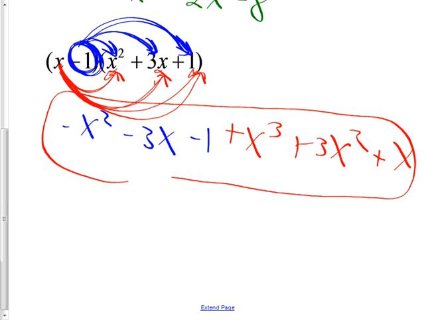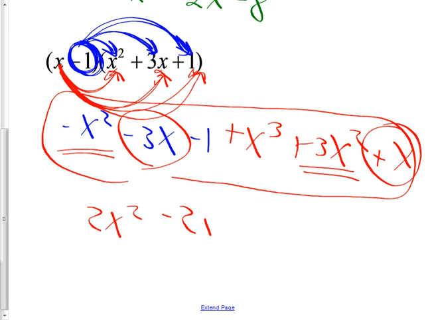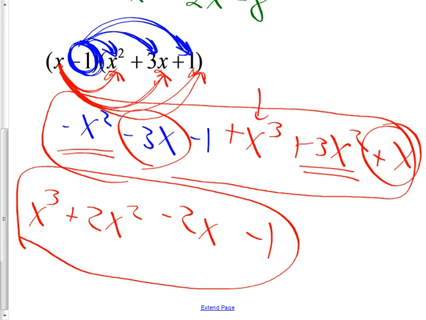So negative x squared can go with the other x squared, like terms again, remember? That and that are alike, so I can put them together. And that makes 2x squared. This and negative 3x, and that one, will make negative 2x. And the last is this negative 1. Oh, wait, and I forgot the x cubed. Here's the x cubed still left over. I'm going to put that at the very beginning. And this was a positive 2x squared. So there we go. Here's the final answer to that one. You'll have one like that on your homework, too.